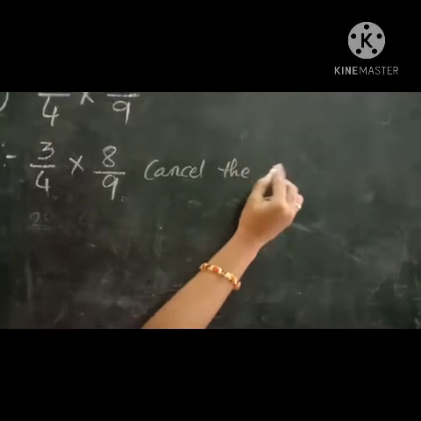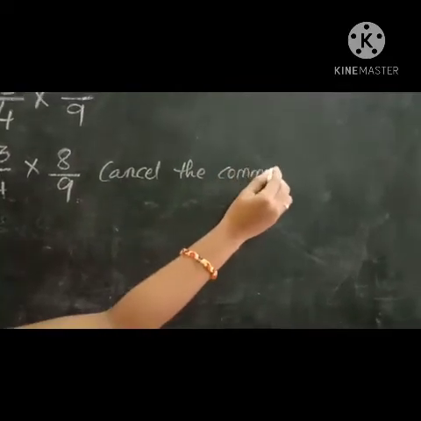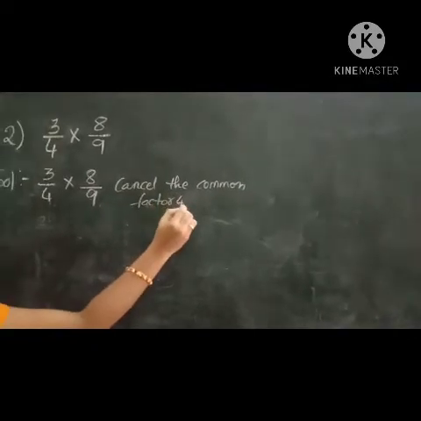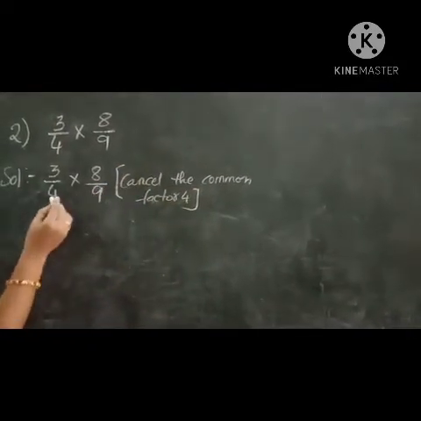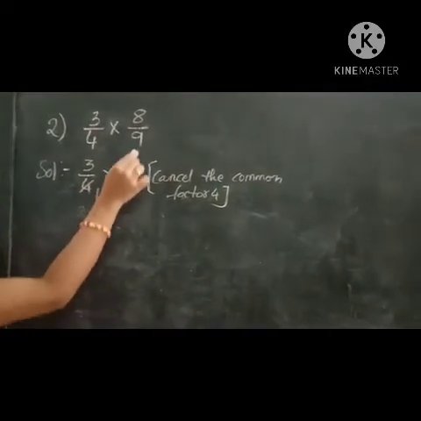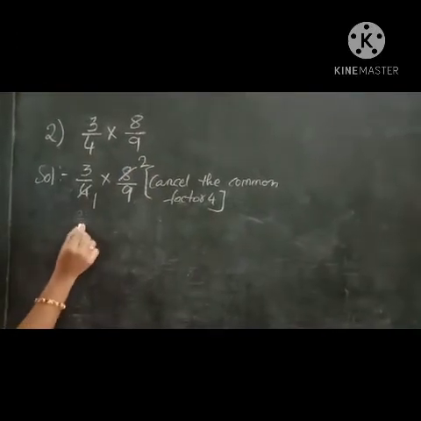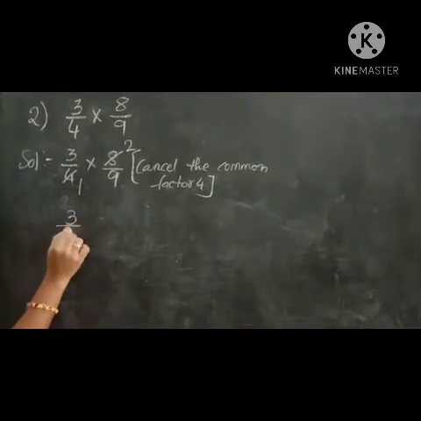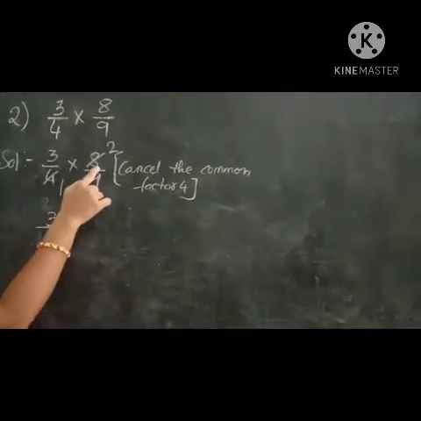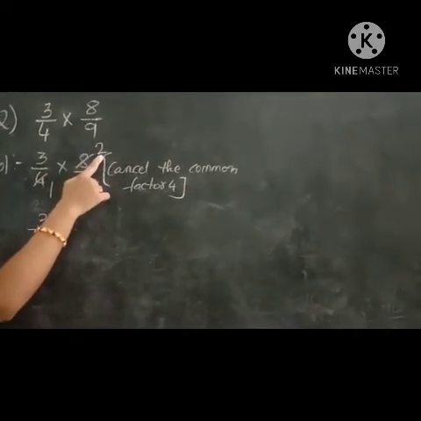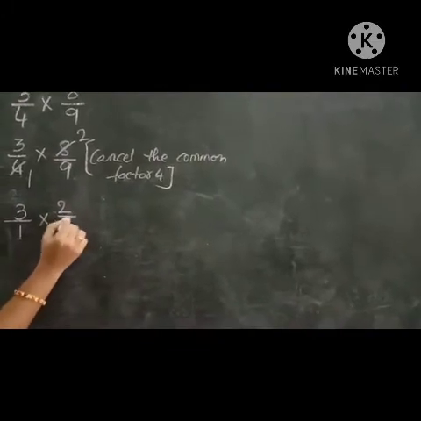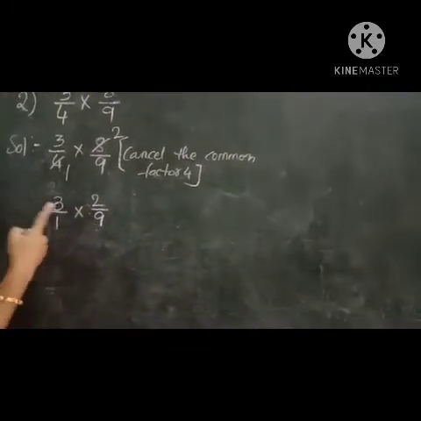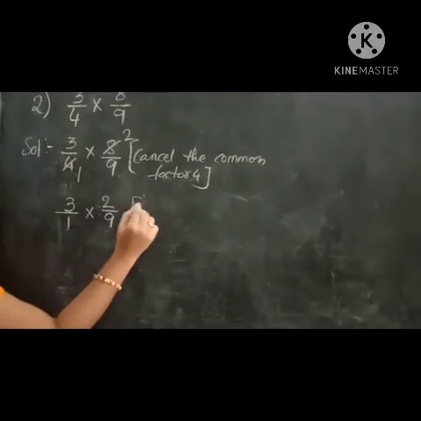Cancel the common factor 4. Here in the cancellation, 4 1s are 4, 4 2s are 8. Now see here 3. Here 4 is already cancelled. Now what is the denominator number? 3 by 1 into, here 8 is cancelled, so the number is 2. 2 by 9. See children again, here 3 and 9 also cancel in the 3 table. Right here.